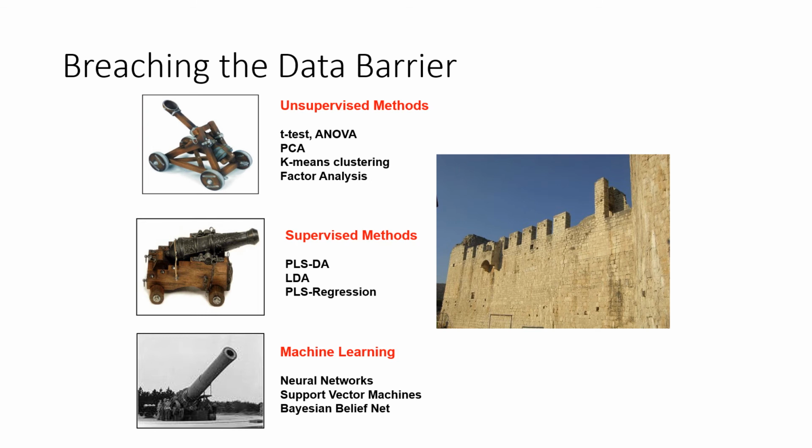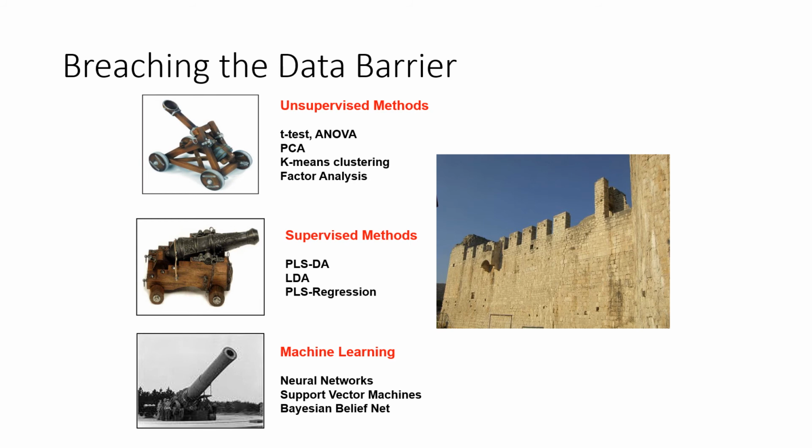and reach your goal. If those methods don't yield anything that's compelling, then you can start using supervised methods. This is like going from the catapult to the cannon. These are a little more powerful. They're certainly more effective at knocking down a wall. PLS-DA, partial least squares regression, linear discriminant analysis are certainly powerful statistical methods. If those still don't work, you can bring out the big Bertha guns. And this is where you're using things like machine learning, support vector machines, neural networks, belief nets. These are even more powerful to help extract or interpret or analyze your data.